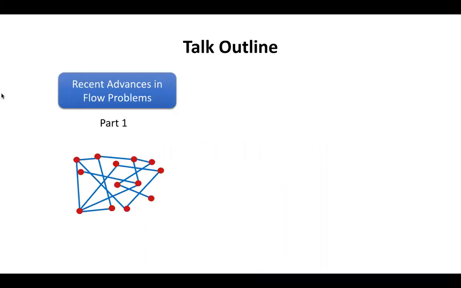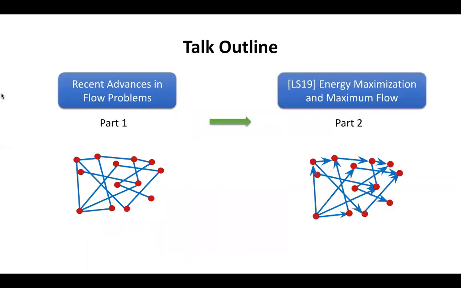In algorithm design, it's often important to use simpler or more structured subproblems inside of the main algorithm. In this vein, in the first half of the talk, I'm going to talk about recent advances in undirected flow problems. And then in the second half of the talk, I'm going to explain how to use these undirected flow problems to solve directed maximum flow via our new energy maximization framework.